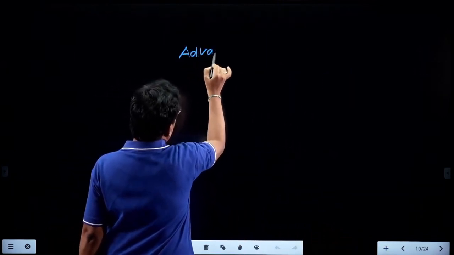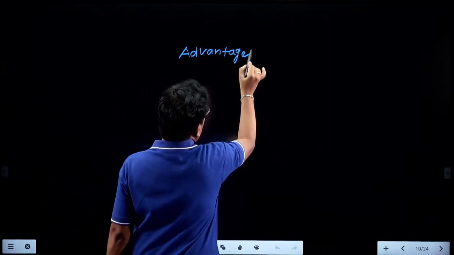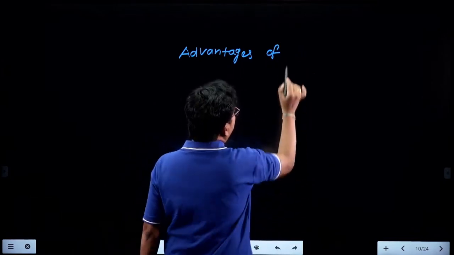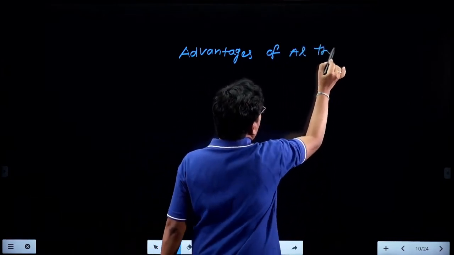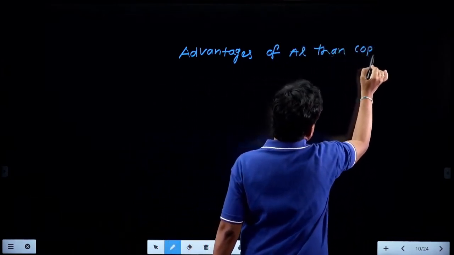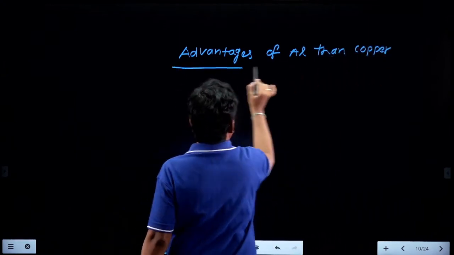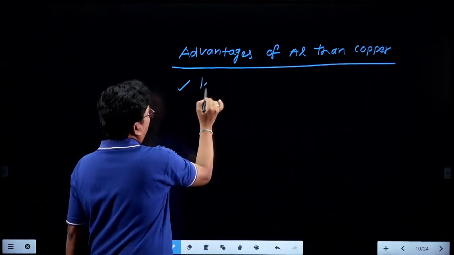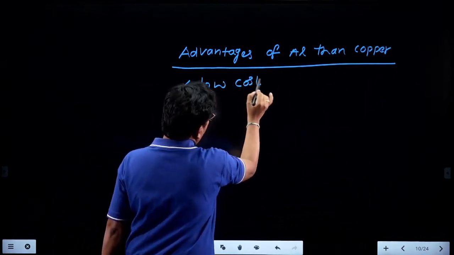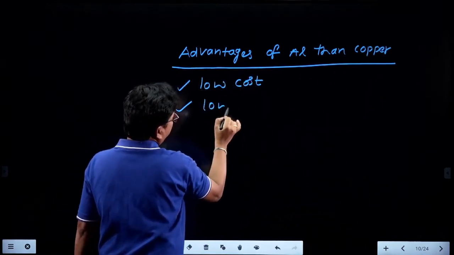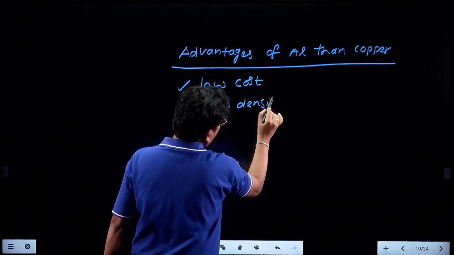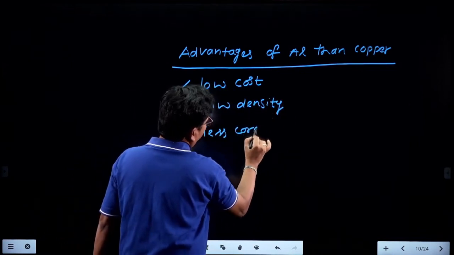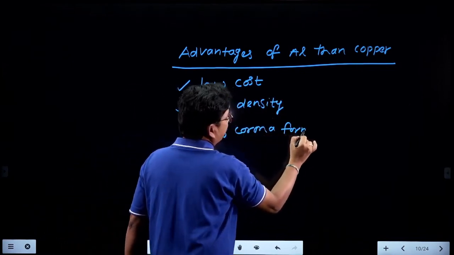Advantages of aluminum over copper. What are the advantages of aluminum over copper? Right, tell me students. Low cost, we can say low density, and we can say less corona formation.